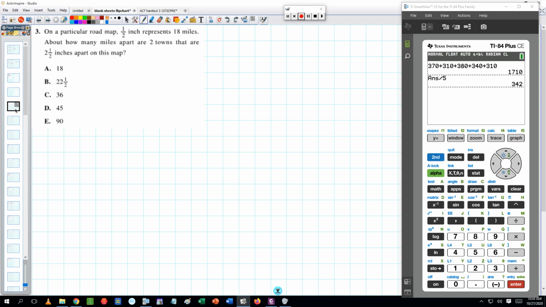On a particular road map, 0.5, half an inch, 0.5 inches is 18 miles. How many miles apart are two towns that are 2.5 inches? 2.5 inches is how many miles? Set up a proportion.